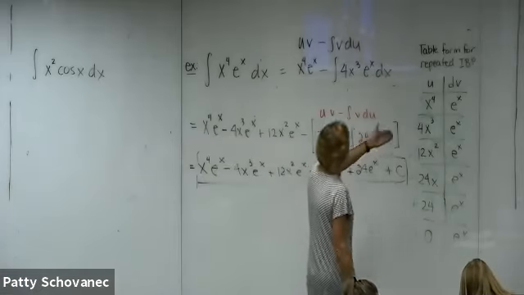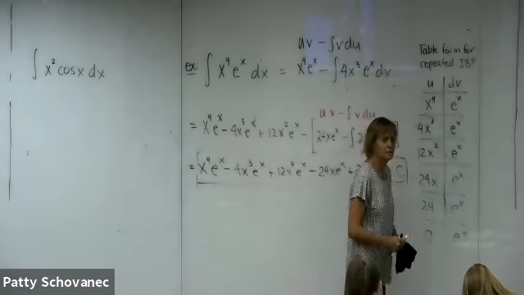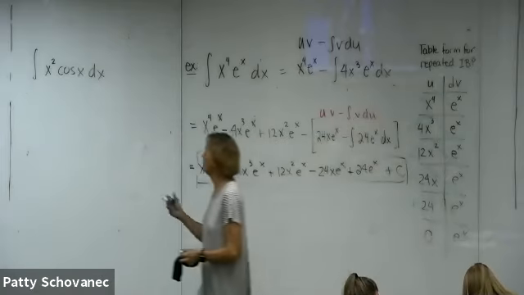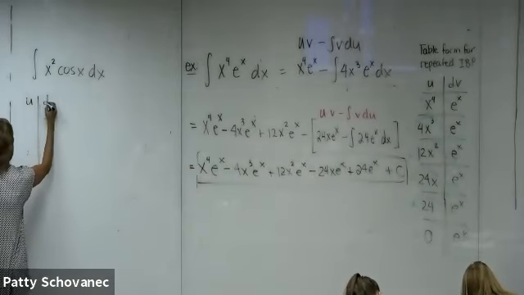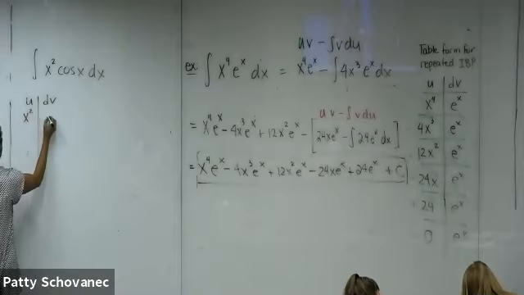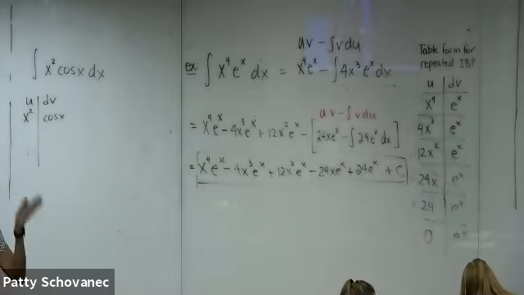Cosine of x. dv is cosine of x, and then you've got to integrate cosine of x. So you're going to take u and dv, x squared here, cosine of x there. Make however many rows you need until you get a derivative that vanishes, and multiply the diagonals and alternate the signs.